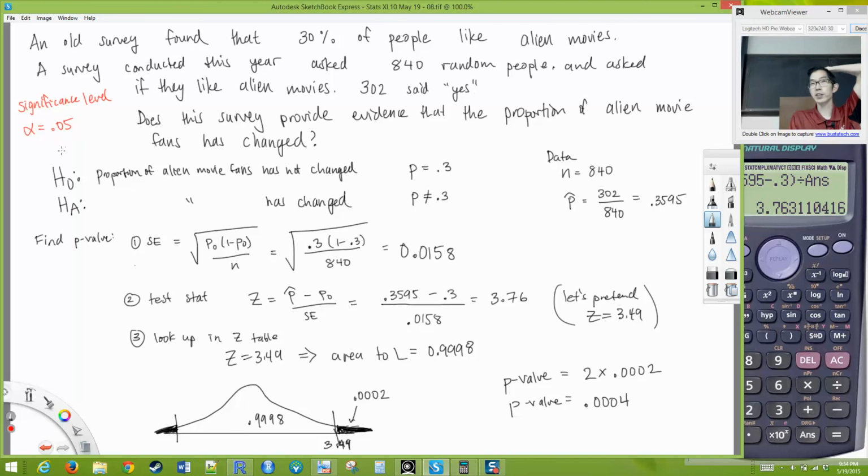So my p-value is smaller than alpha. And what does that mean? It means we reject the null hypothesis. And so what is our answer to this question? Does this survey provide evidence that the proportion of alien movie fans has changed? No. And the answer is yes. Because before it was 30%, and now we have pretty significant evidence that it's not 30% anymore. We have evidence that the proportion is not 0.3 anymore.